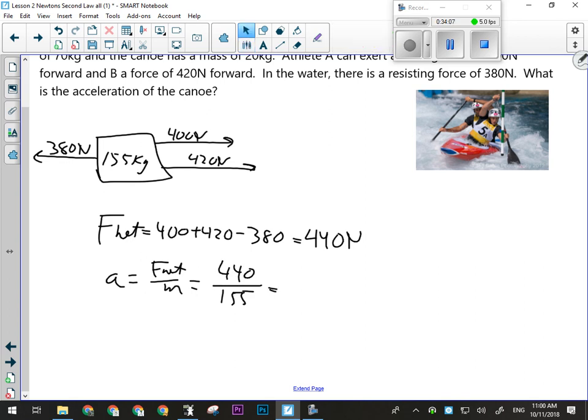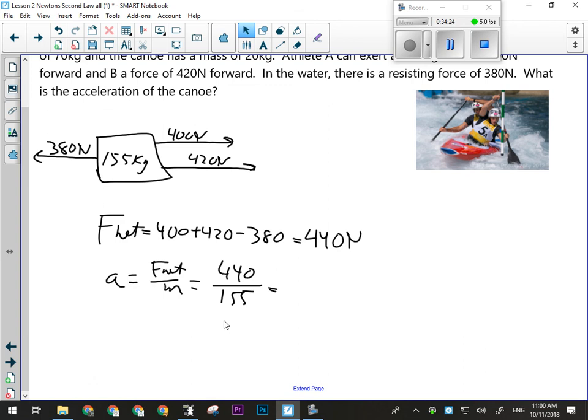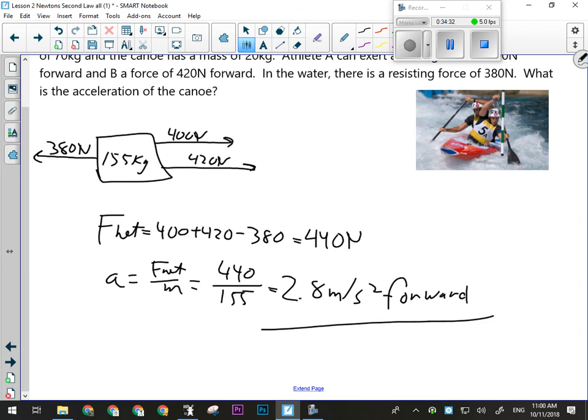Okay. All right, so we got 2.84. Actually, yeah, we only have 2 significant figures because the mass of the canoe was given in 2. So 2.8 meters per second squared forward. Okay. Questions on that one?